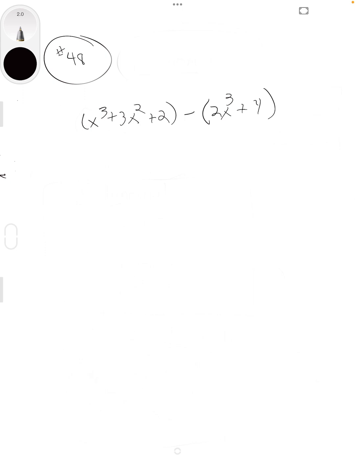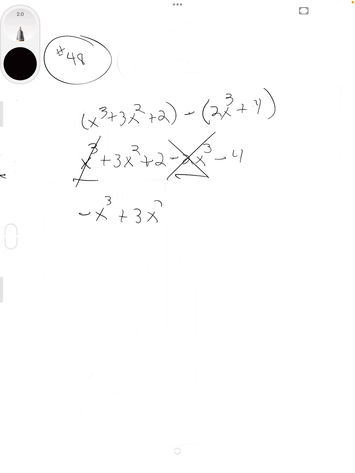So in this case, I'm going to rewrite this without the parentheses. It's x to the third plus 3x squared plus 2, minus 2x to the third, and I use the distributive property, minus 4. So now it's a little bit easier to see. I have an x to the third, and I have another x to the third. What's one of these minus 2 of those? It's a negative x to the third. And then I have a 3x squared. And then I have a 2 minus a 4, which is minus 2.